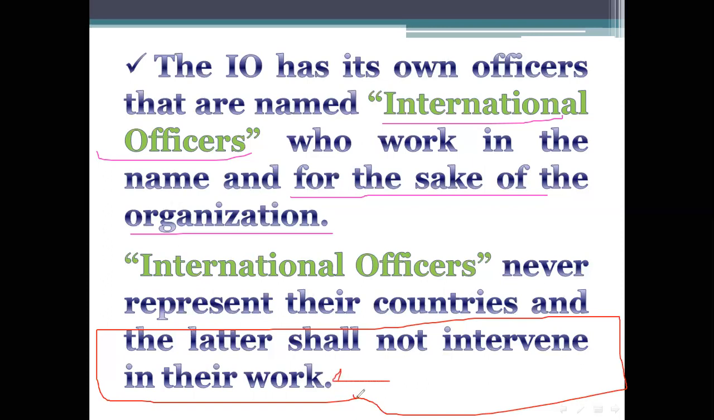Like Korea, for example, cannot give orders or submit secret letters to Ban Ki-moon in order to work or to do something or to achieve things that are in favor of Korea. So member states are all invited to refrain from intervening in the work of their subjects when they are working in the international organizations.